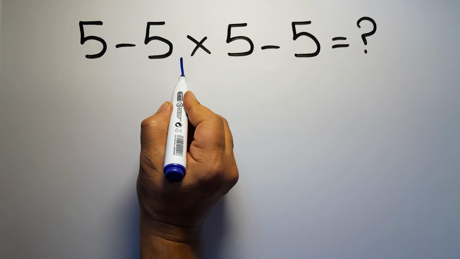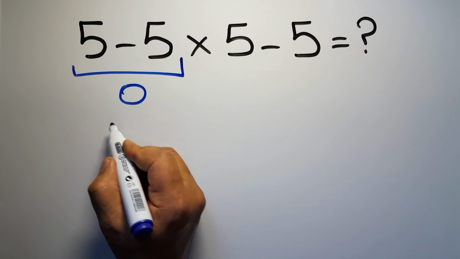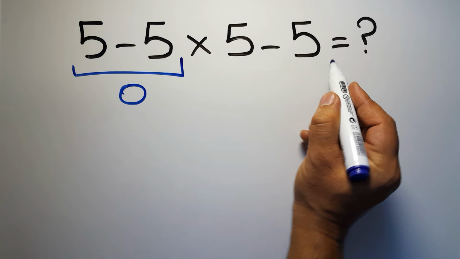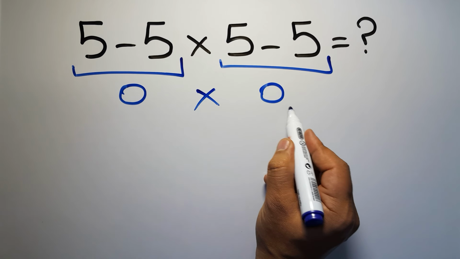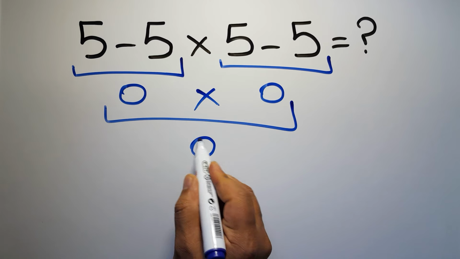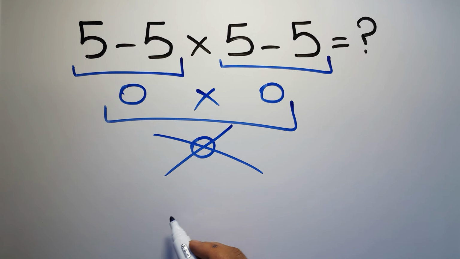5 minus 5 equals 0. And again here we have 5 minus 5. So 0 times 0 is just 0. But this answer is not correct.